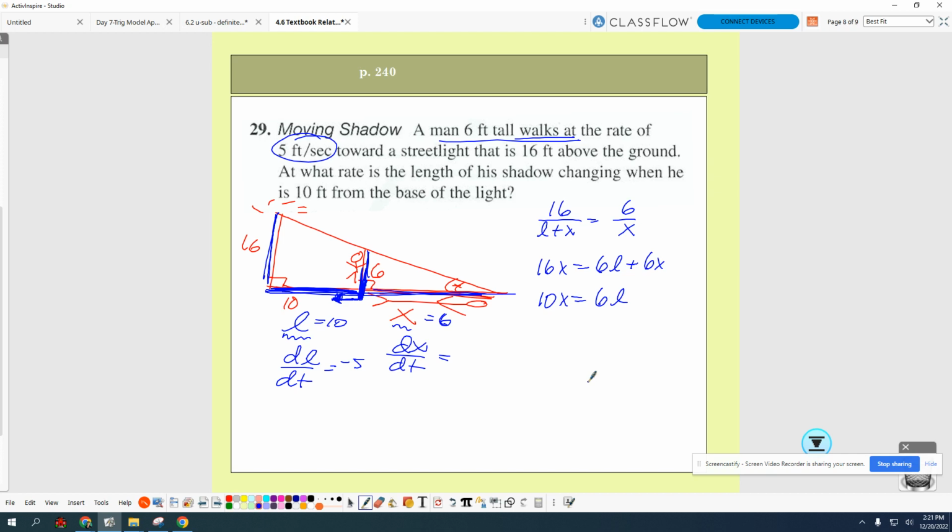Abby, what is the derivative of this little equation with respect to time? 10 dx dt equals 6 dL dt. And I was looking for dx dt. Divided by that 10, do I know dL dt? Negative 5.